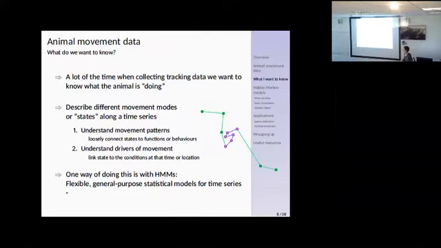HMMs are something that I've been using over the last few years, but they're by no means the only way to do this. They are nice in that they're flexible, general-purpose statistical models for time series, which track data and movement data are. They are also specifically suitable for cases where you've got several processes giving rise to your observations.